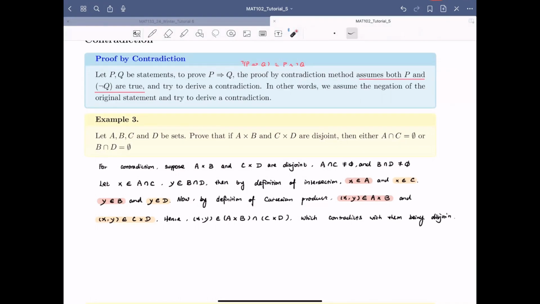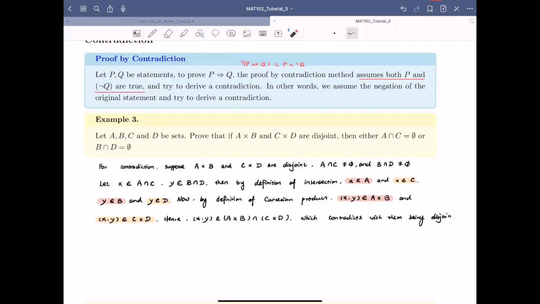Okay, so our assumption says they're disjoint, which means there should not be any element that is in both. However, I found an element that's in both. So that's my contradiction. And you can see that without doing contradiction, this is not an easy statement to prove. Because there's not much you can do, because well, them being disjoint, there's no information you can get. I mean there is, you can just say there is no element in A cross B and in C cross D, but not in is harder to deal with than in.